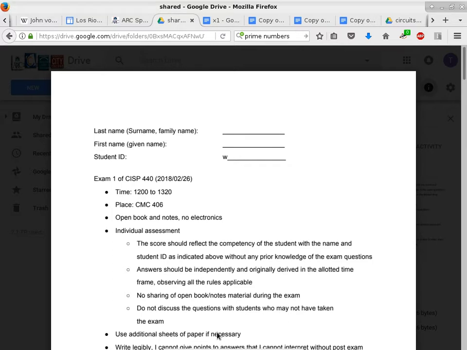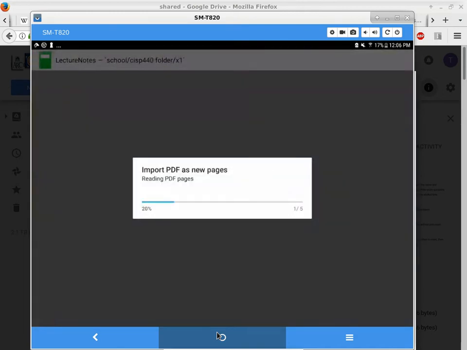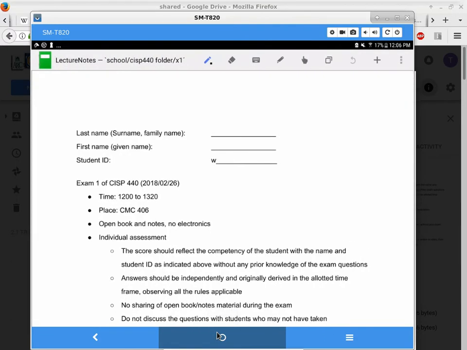Open it from here. Yay. Okay, there we go. So switch back. Tell me now. Technology. There we go. Alright, so I can actually write on this now. Last name first. Okay.